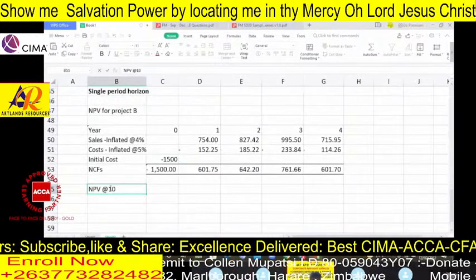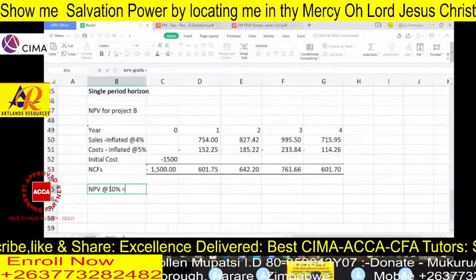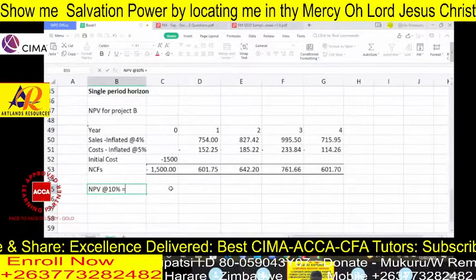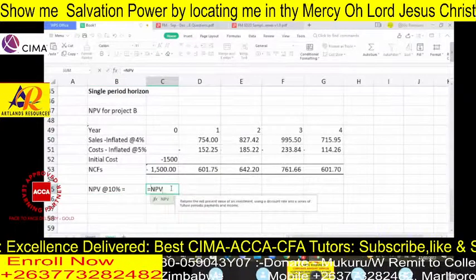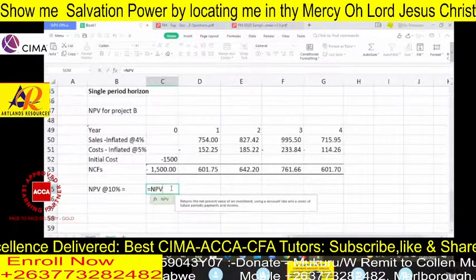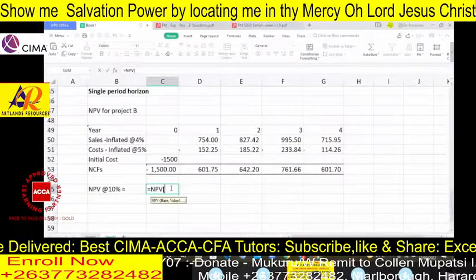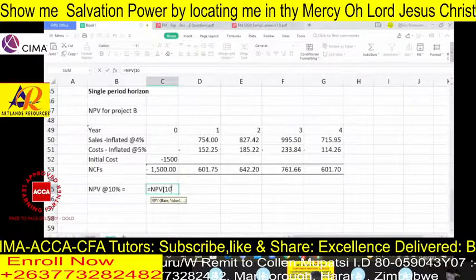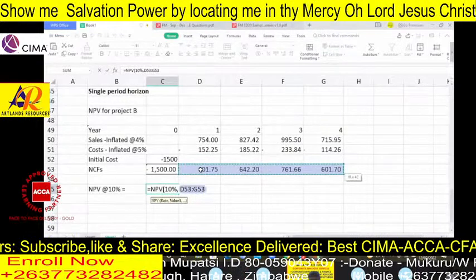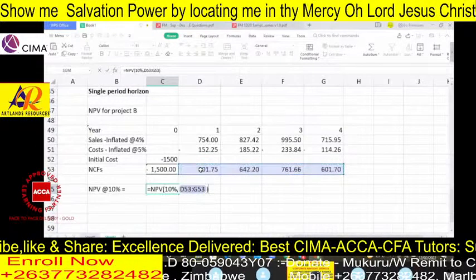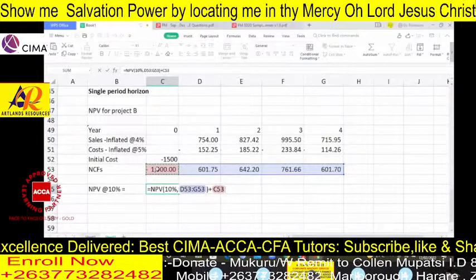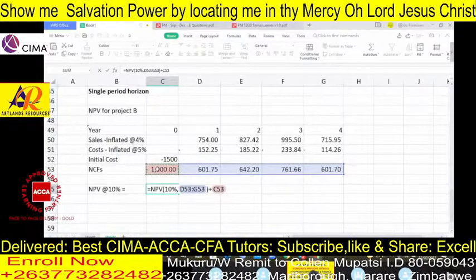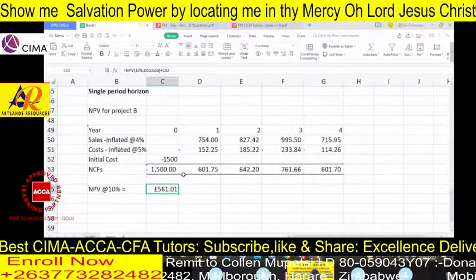Okay, so you say equals NPV, you open your brackets, you start by putting 10%, comma, then you highlight year 1 to year 4, you close brackets, then plus year zero as the initial outlay. The reason being, initial outlay is negative, so we have to add it. So our NPV is 561.